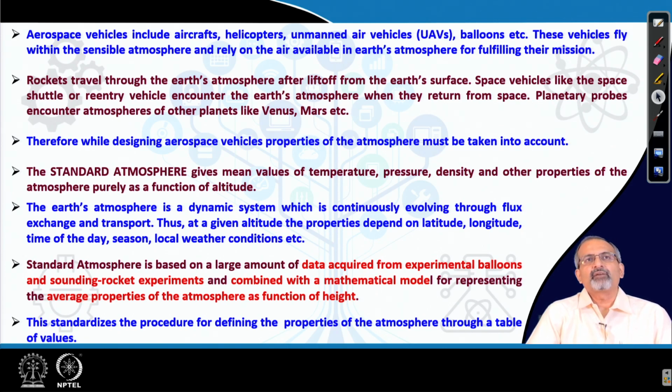Rockets travel through the Earth's atmosphere after liftoff, and space vehicles like the space shuttle or re-entry capsules encounter the Earth's atmosphere when they return from space. If you are sending missions to other planets, the planetary probes would encounter the atmosphere of a particular planet like Venus, Mars, Jupiter and so on.